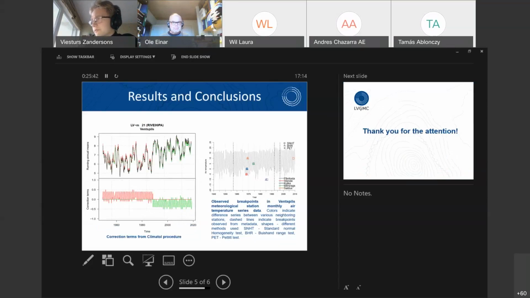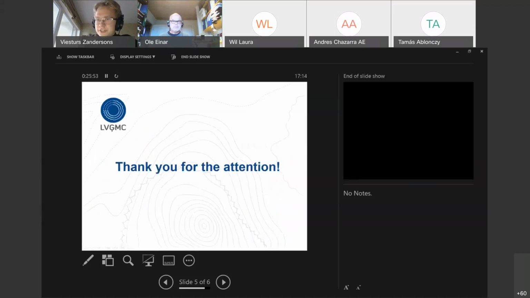Here the trend is in a bit of a different location time-wise, but it still is near the middle of the stations. So yeah, that's a very short review, I guess, of what we did.